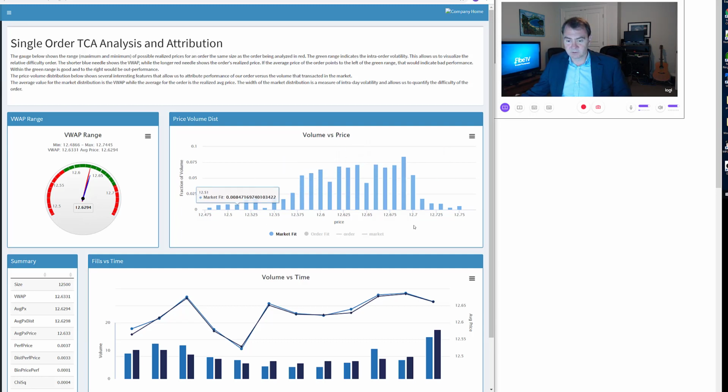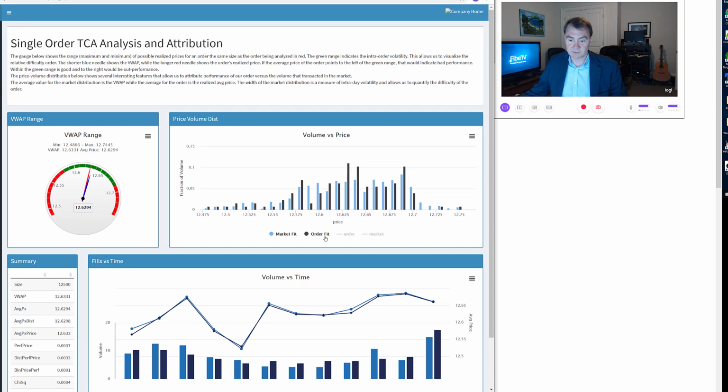So let's focus on this distribution a little bit more. As I said earlier, this distribution is the fraction of volume that occurs as a function of price during the lifetime of the order. And that means that this is really the opportunity set that a trader or an algo would have in interacting with the market. Okay, so this is real volume that occurred, and what we're doing is we're just mapping that. And what we can do is we can actually compare that with the volume that our order got.